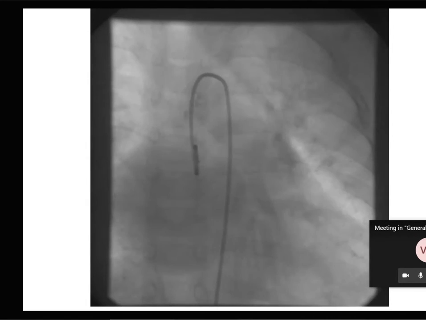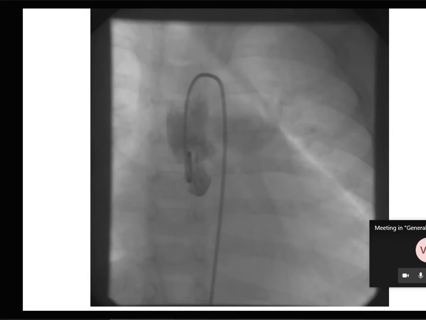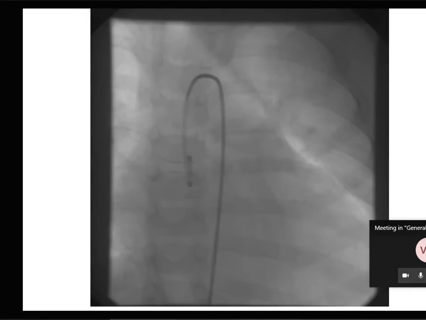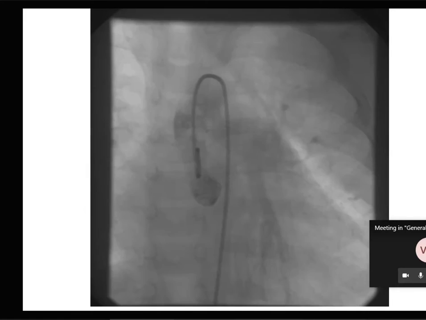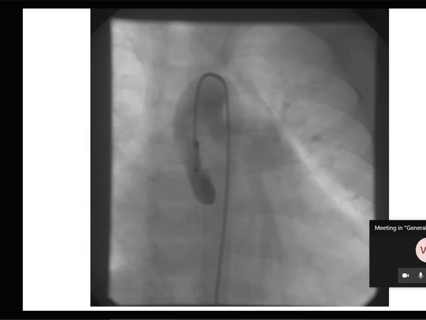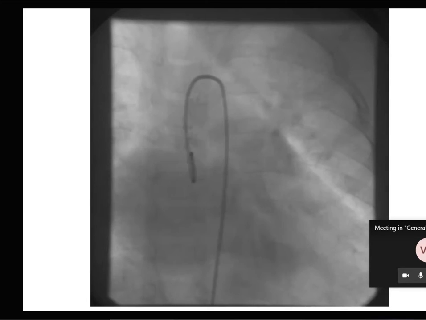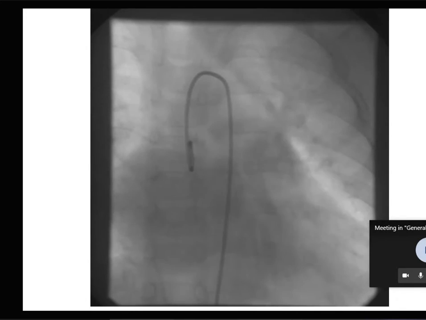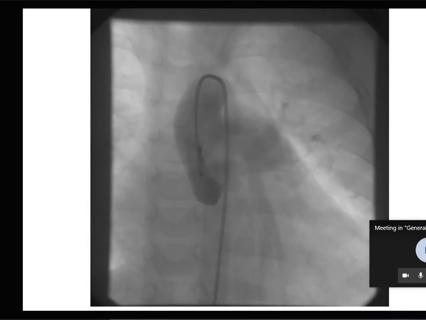Next person. Those who have not answered can attempt. Sir, it is a pigtail catheter from descending aorta to ascending aorta. And there is a connection between ascending aorta and pulmonary arteries filling. So there is a possibility of AP window. Possibility of AP window.